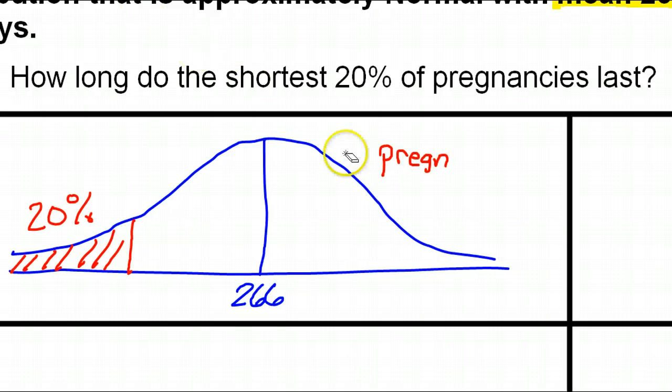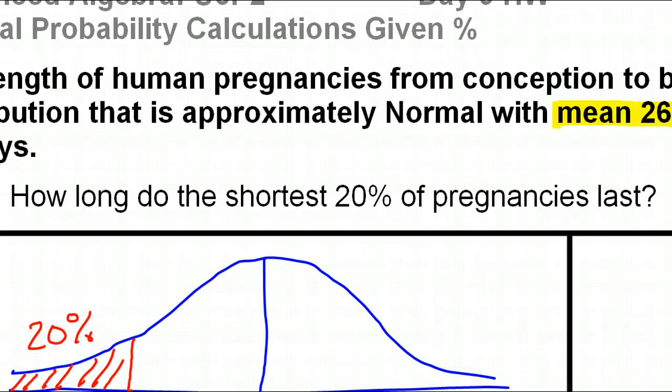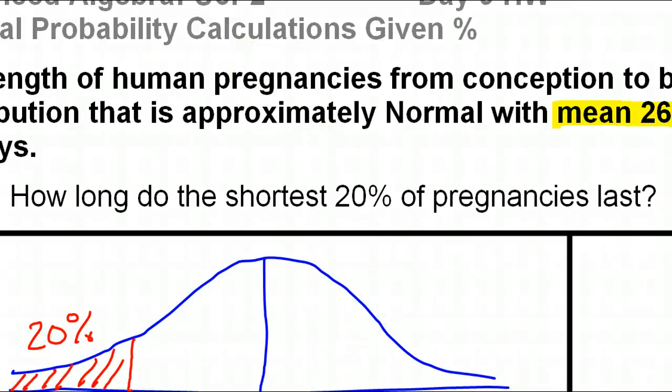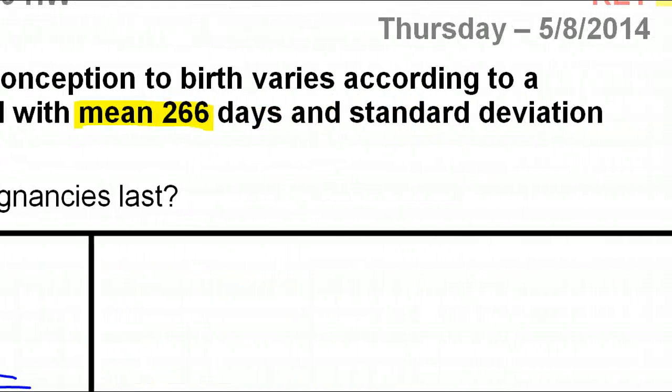No, it's not how many pregnancies. This is days, I'm sorry. We're talking about 266 days, so those are the units. Okay, the units are mandatory, they are worth points.